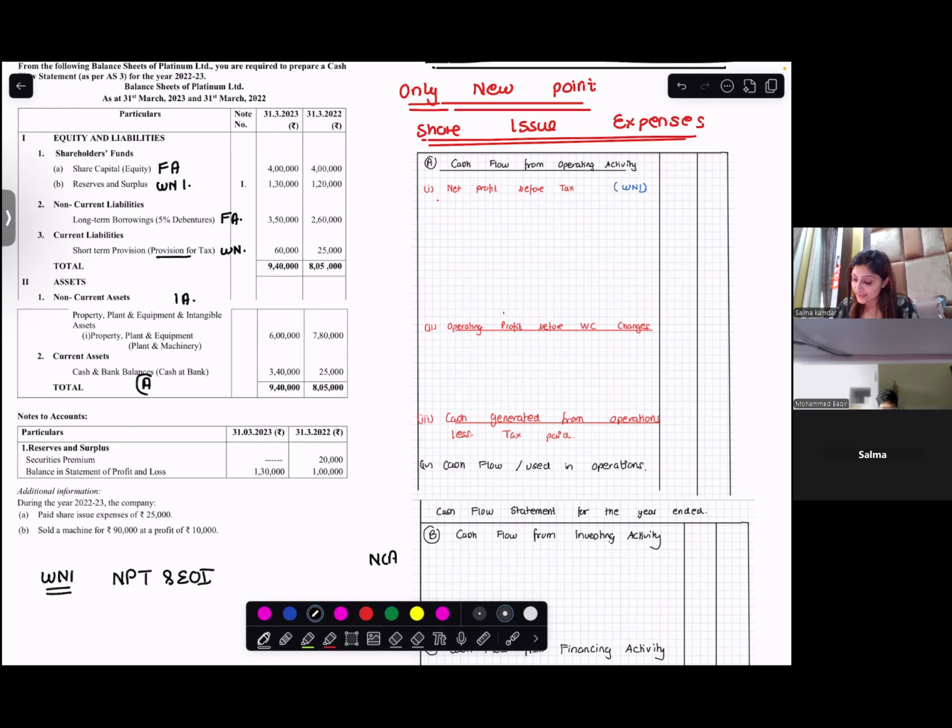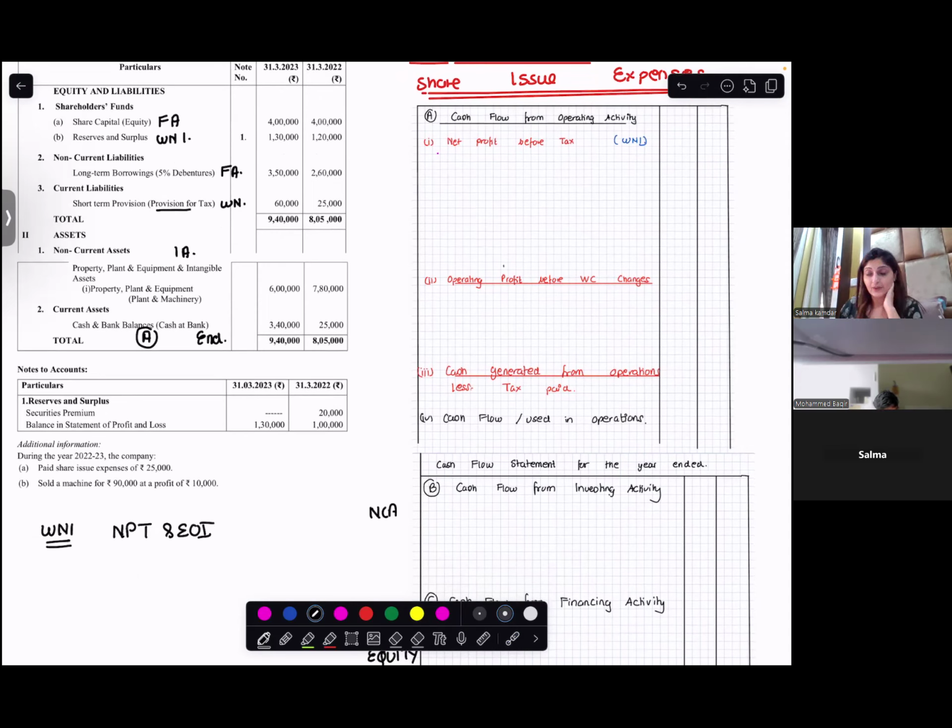Now the next part, you have additional information, and you should always remember that whenever you have assets, there are 4 things related to assets that you should record. What are the 4 things related to assets? Buying of asset, investing. Selling of asset, investing. Profit or loss on sale of asset, investing. And depreciation, non-cash, non-operating expense or income. With me?